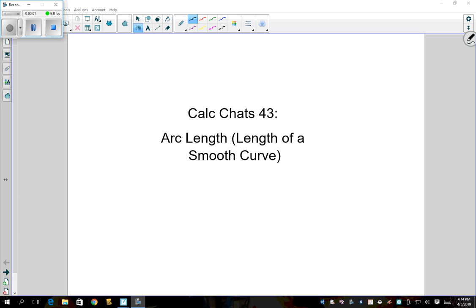Welcome to Calc Chats 43. Today we're going to be discussing how to find the arc length. That is, how to find the length of any given smooth curve.